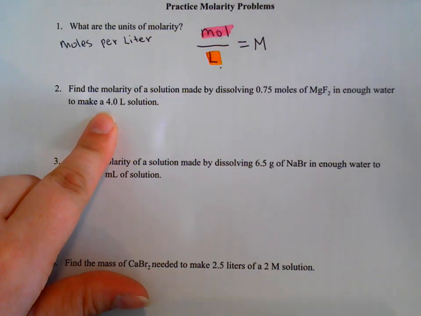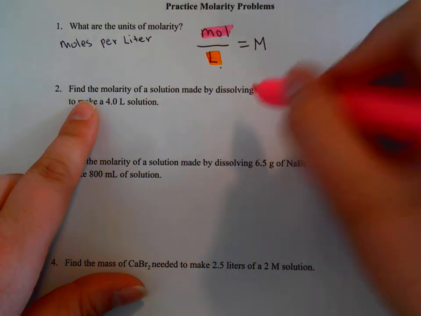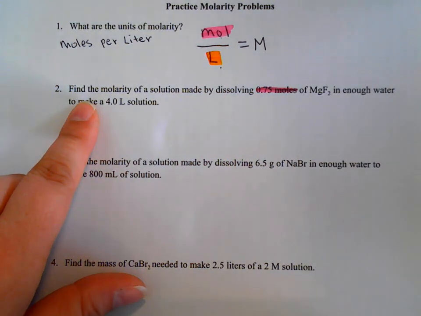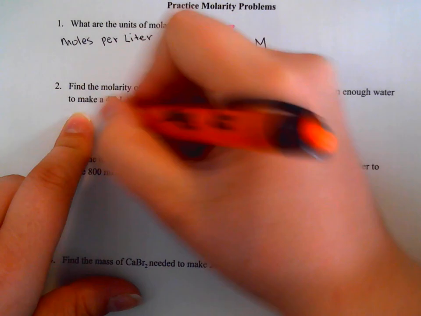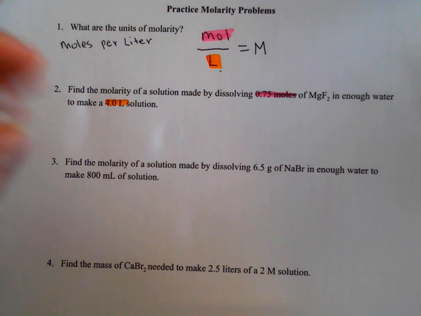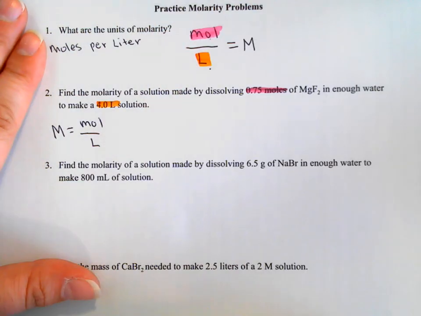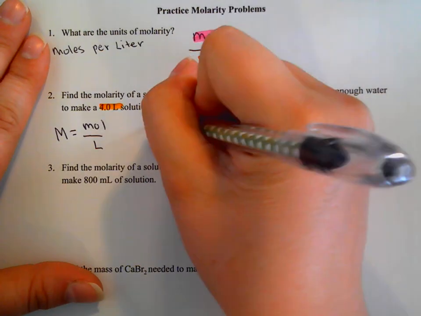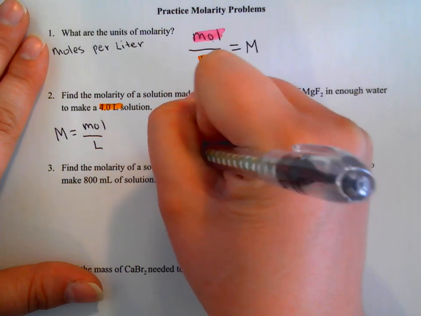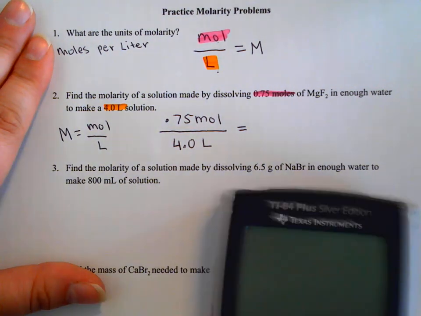So, number 2, we're going to find the molarity of a solution made by dissolving 0.75 moles of magnesium fluoride in enough water to make 4 liters of solution. We're just going to simply plug this one into our equation. Big M equals moles over liters. We're going to take our 0.75 moles and simply divide it by 4.0 liters. Plug that into your calculator.